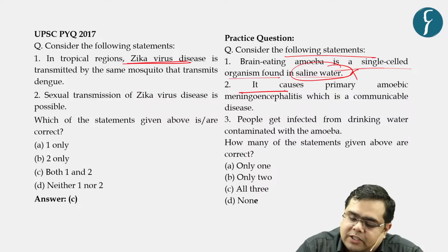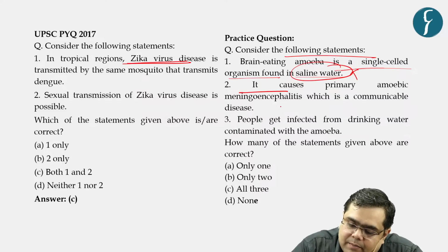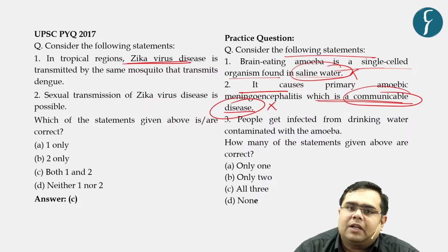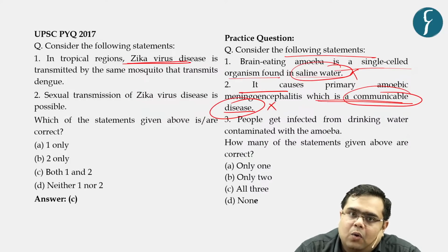Next, it causes primary amoebic meningoencephalitis, which is a communicable disease. Is it a communicable disease? No, it is not a communicable disease. It infects only the host in which the amoeba is growing, right? So statement 2 again is incorrect.